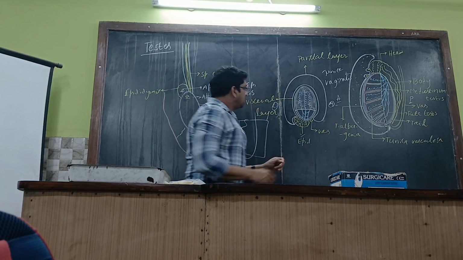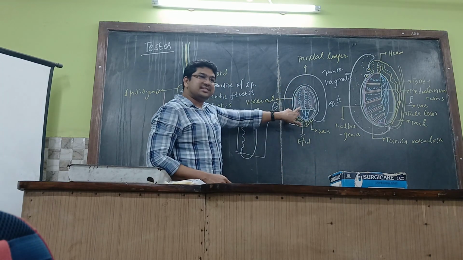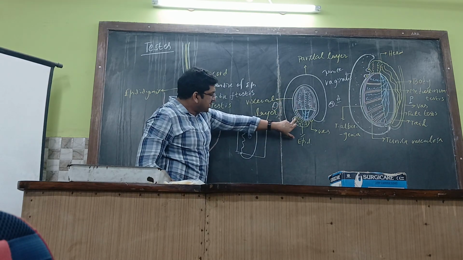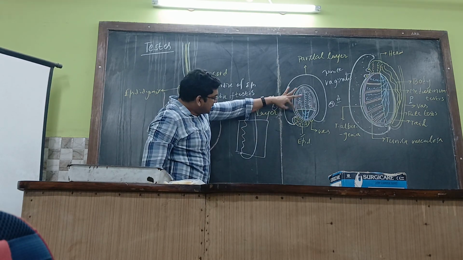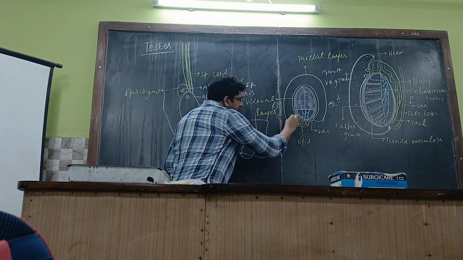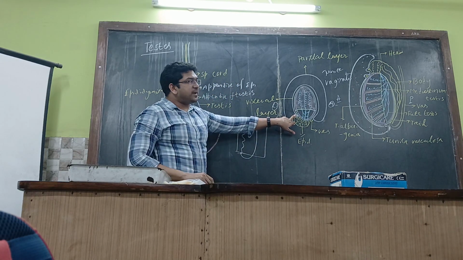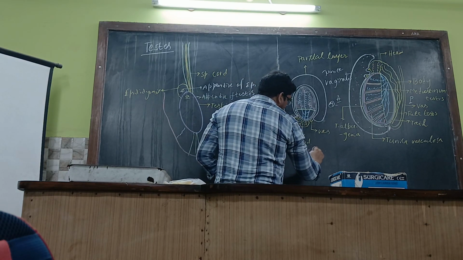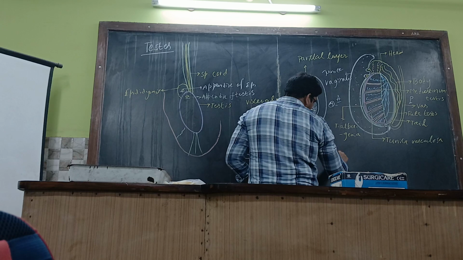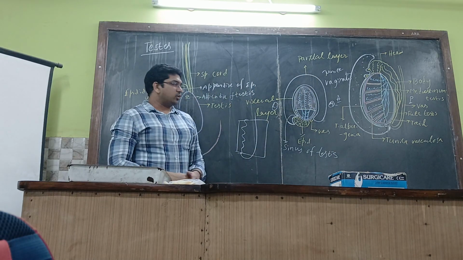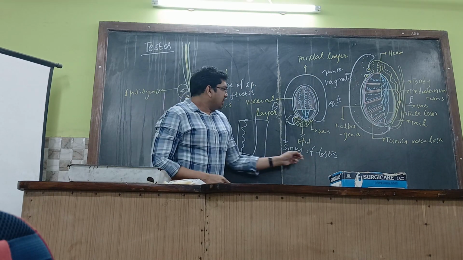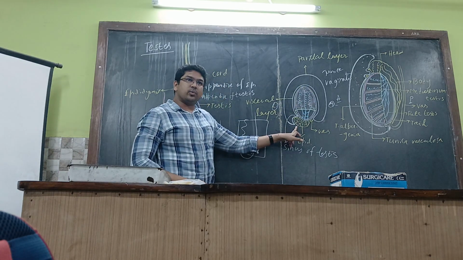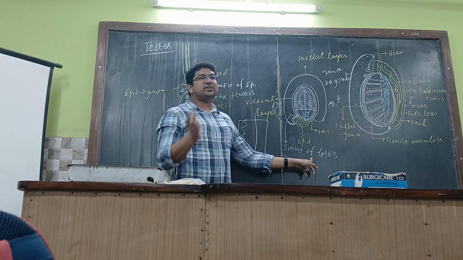So in between the testis, see here, this is the visceral layer of the tunica vaginalis and the testis. In between the epididymis and the testis, this fold of tunica vaginalis makes a space. That is called the sinus of the testis, or sinus of the epididymis, you can say. There is a space in between the testis and the epididymis, which is termed the sinus of the testis.